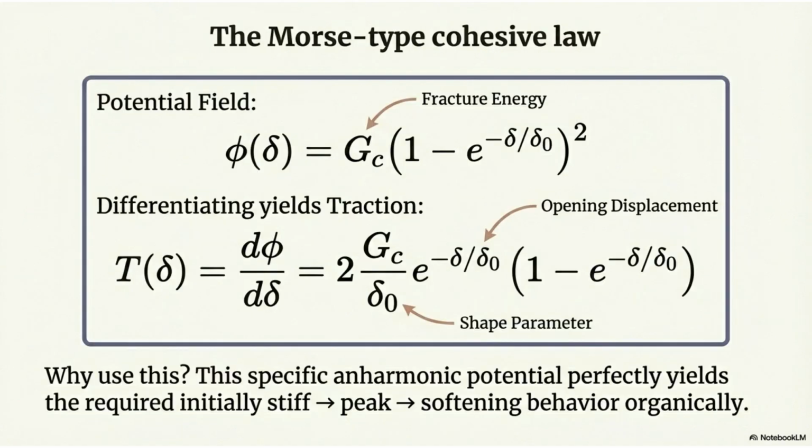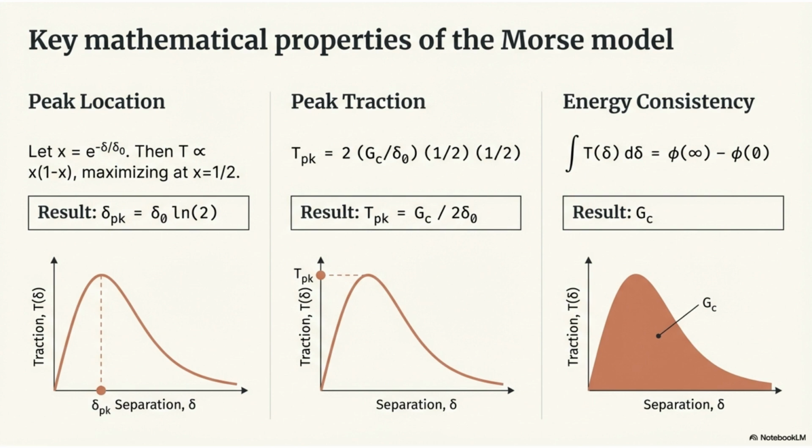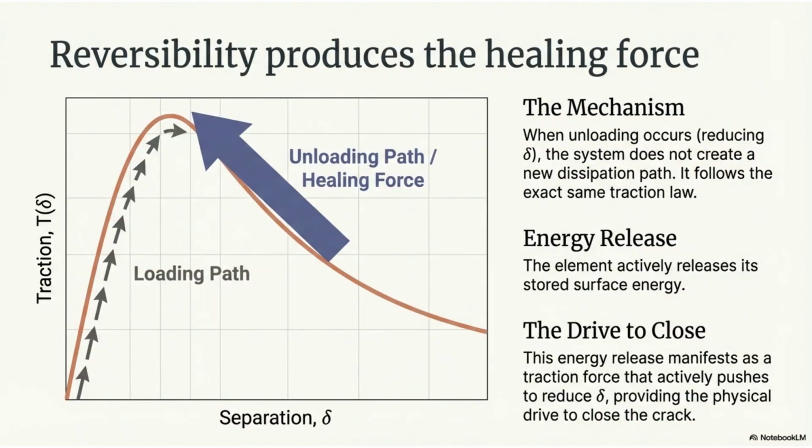We use the Morse-type cohesive law. Differentiating the potential field yields the traction formula. This specific anharmonic potential naturally produces the required stiff, peak, and softening behavior. The Morse model has key mathematical properties for peak location, peak traction, and energy consistency. The peak location and traction are derived from maximizing the traction function, and the integral of traction defines the fracture energy. Reversibility produces the healing force.